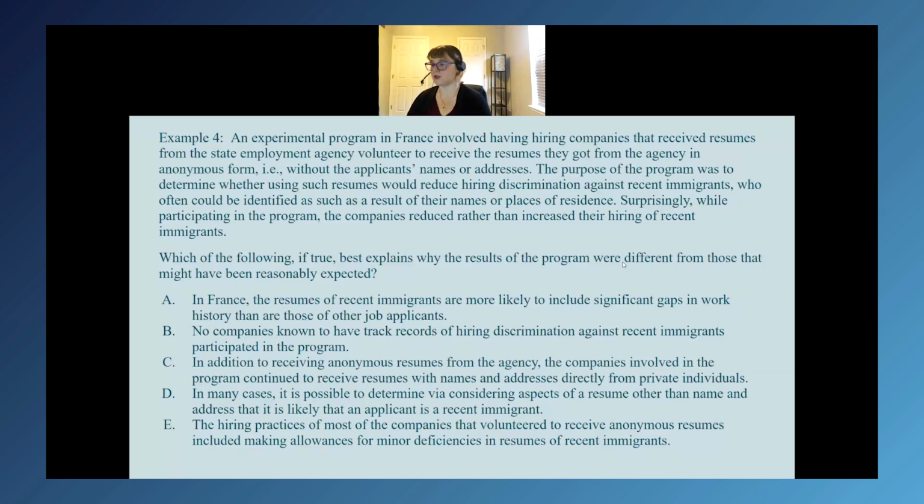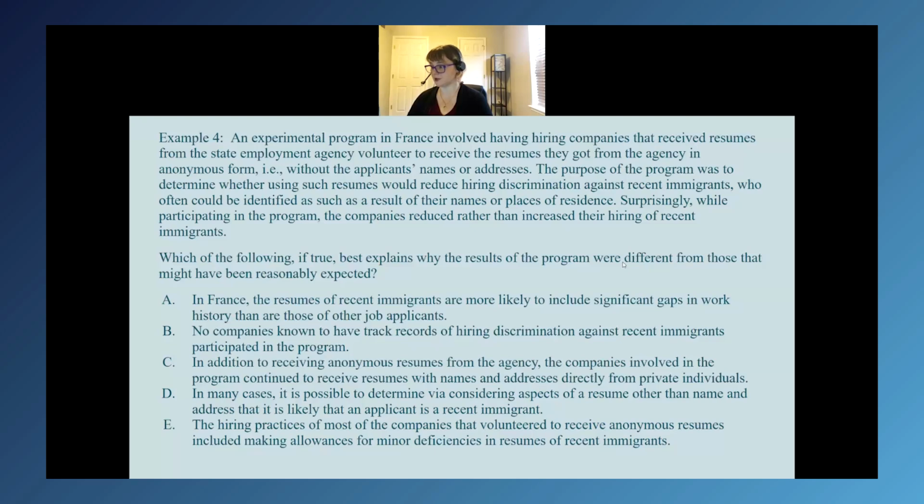C, in addition to receiving anonymous resumes from the agency, the companies involved in the program continued to receive resumes with names and addresses directly from private individuals. This is also something that has not changed. So they are getting these anonymous resumes. They presumably hire some rate of immigrants. They're also getting resumes with the names and addresses directly from private individuals, but there's no indication that there has been an increase in those. So this is another thing that sounds like it could be helpful, but doesn't actually make it to being helpful.